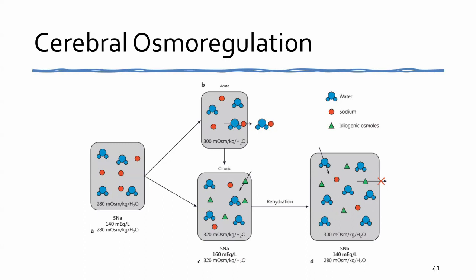So this starts within hours of the development of hypernatremia, and it's usually fully established by 2 to 3 days. So just to note that chronic hypernatremia does not mean weeks or months necessarily. This process is established in 2 to 3 days, and it becomes important when we talk about treating hypernatremia, which we'll get to.